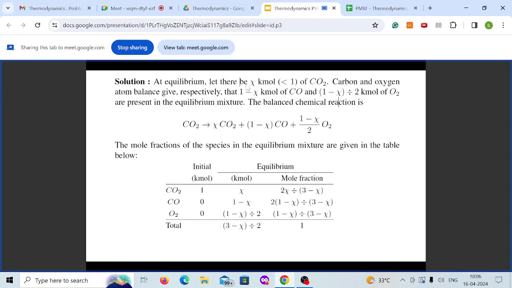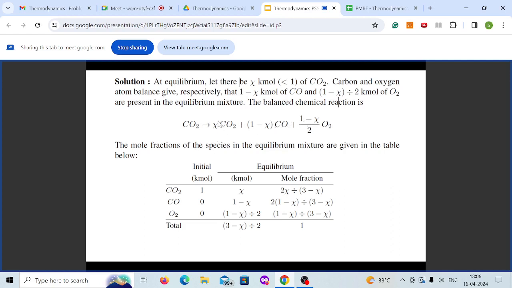So first, at equilibrium we assume that we have x kilomoles of CO2. CO2 is decomposing into CO2 plus CO and O2. So we assume some x amount of CO2 is present after dissociation. So we do a balance to find out what is the composition for oxygen and carbon monoxide.